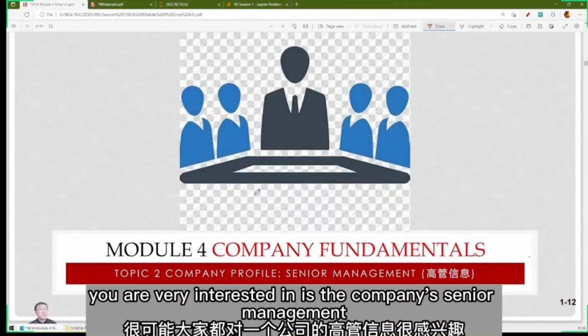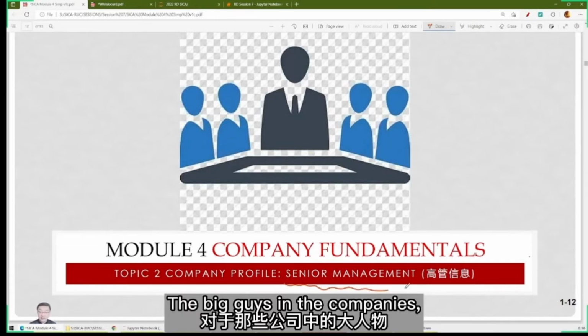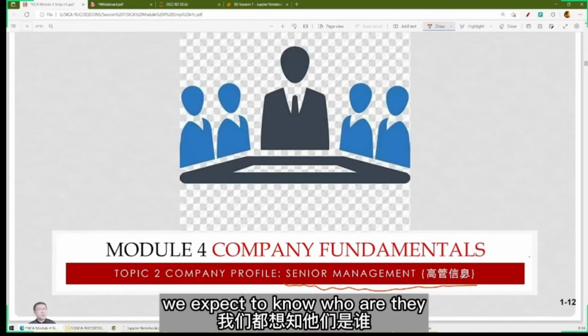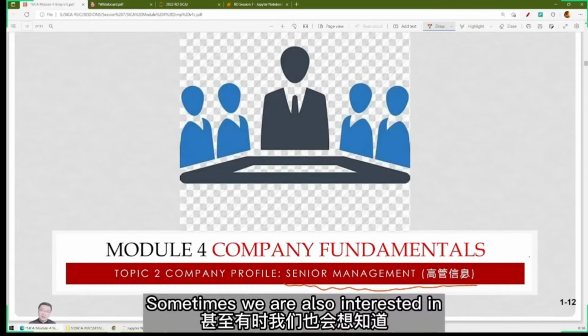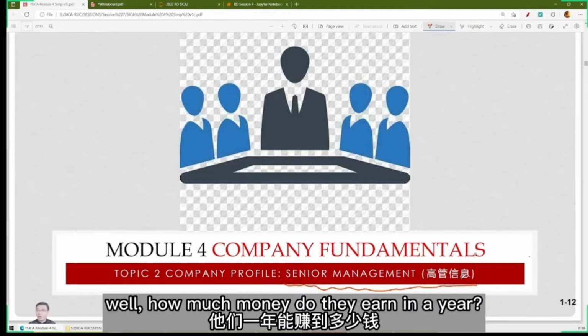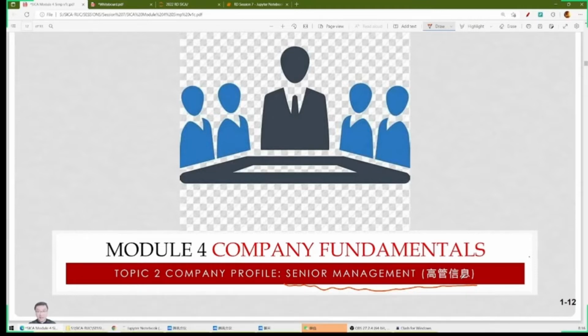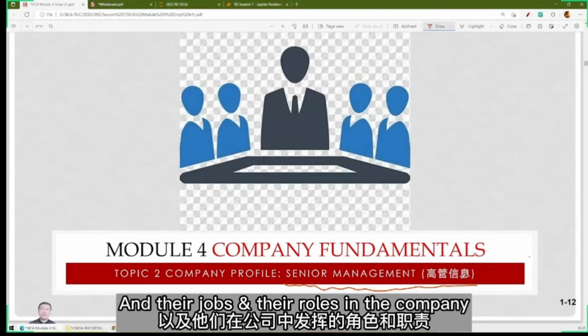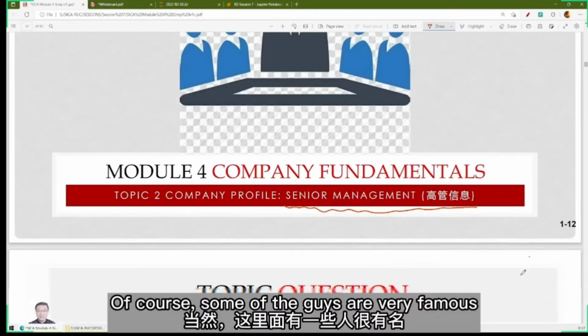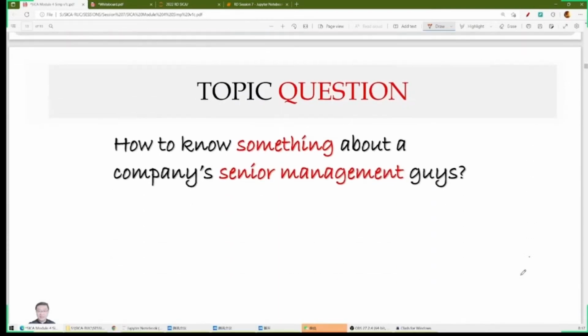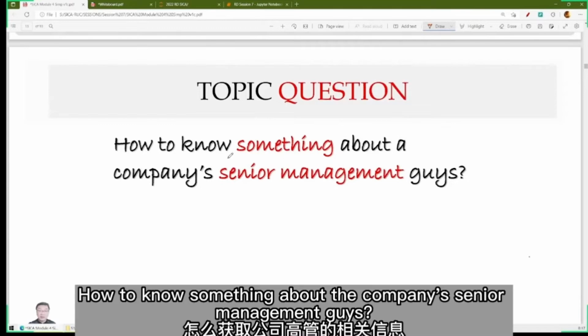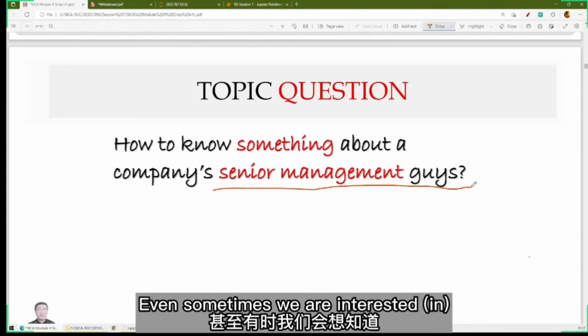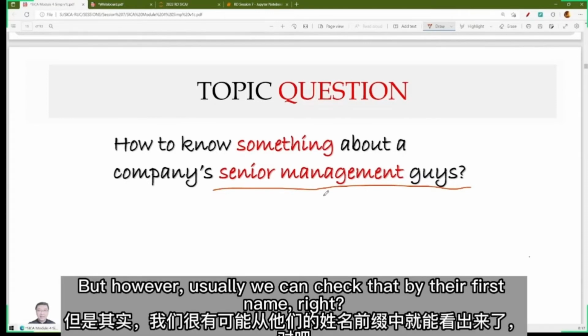The next information you are probably very interested in is the company's senior management. The big guys in the companies. We expect to know who they are. Sometimes we are also interested in how much money they earn in a year, and their jobs, their roles in the company. Of course, some of the guys are very famous. This is our topic question: how to know something about the company's senior management. Sometimes we are even interested in whether they are male or female. However, usually we can check that by their first name, right?